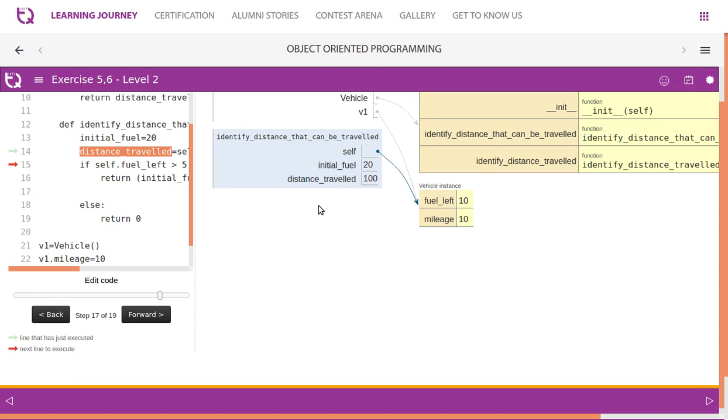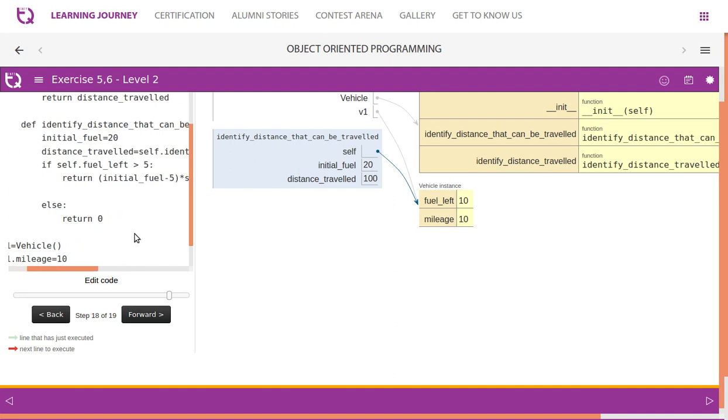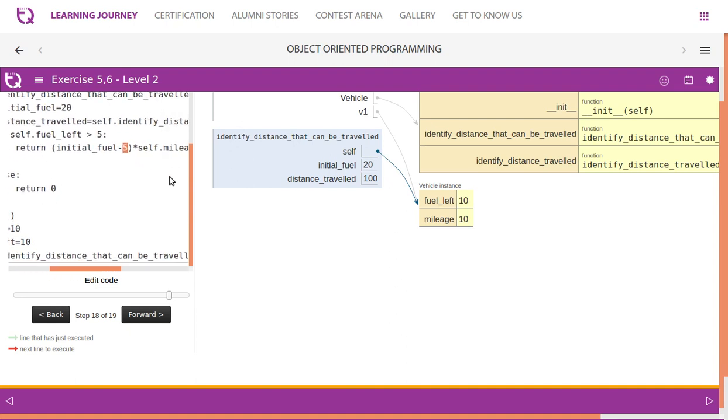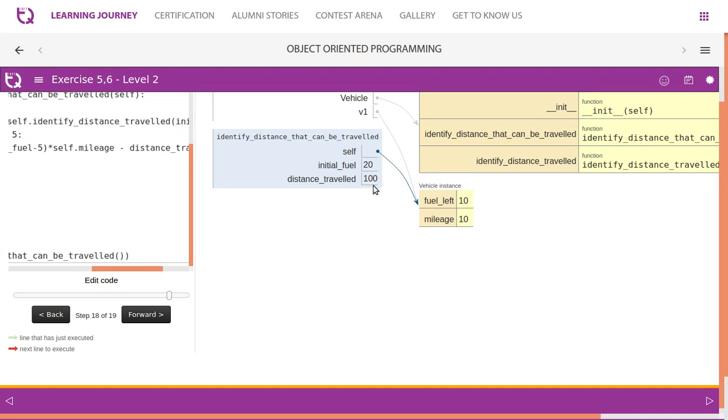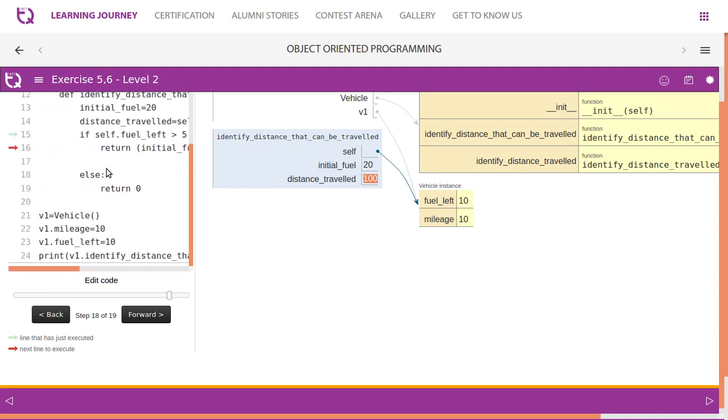Now we check if the fuel left is greater than 5. Fuel left is 10. So which means yes, we can proceed. Now we are going to calculate initial fuel minus 5. In this example, initial fuel is 20 minus 5 liters meant for reserve. So 15 into mileage becomes 150. Then minus distance traveled, which is 100. So 150 minus 100 becomes 50. So that value is returned.